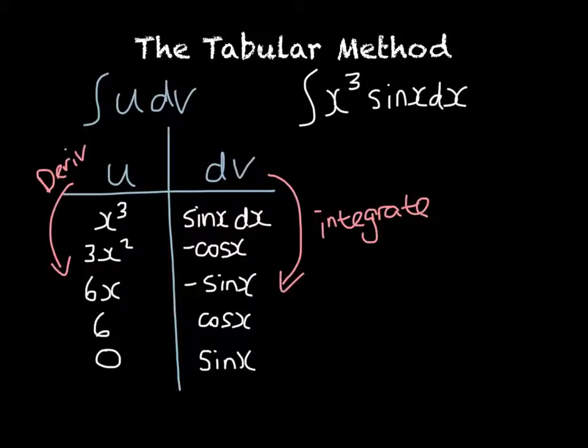Now, a really important step is we're going to alternate subtracting and adding. So we start out, first one is a plus, minus, plus, minus, plus, and you would keep going down if there were more. And then you're going to go diagonally, taking the products.